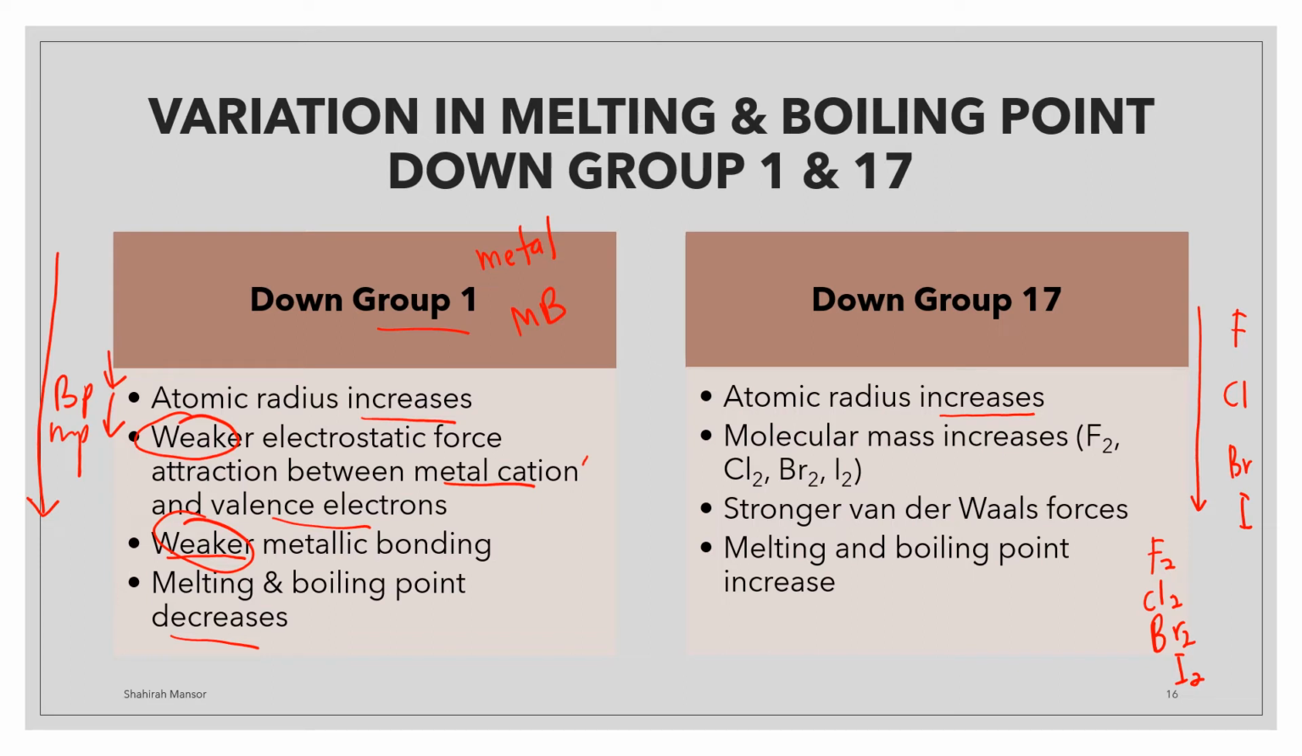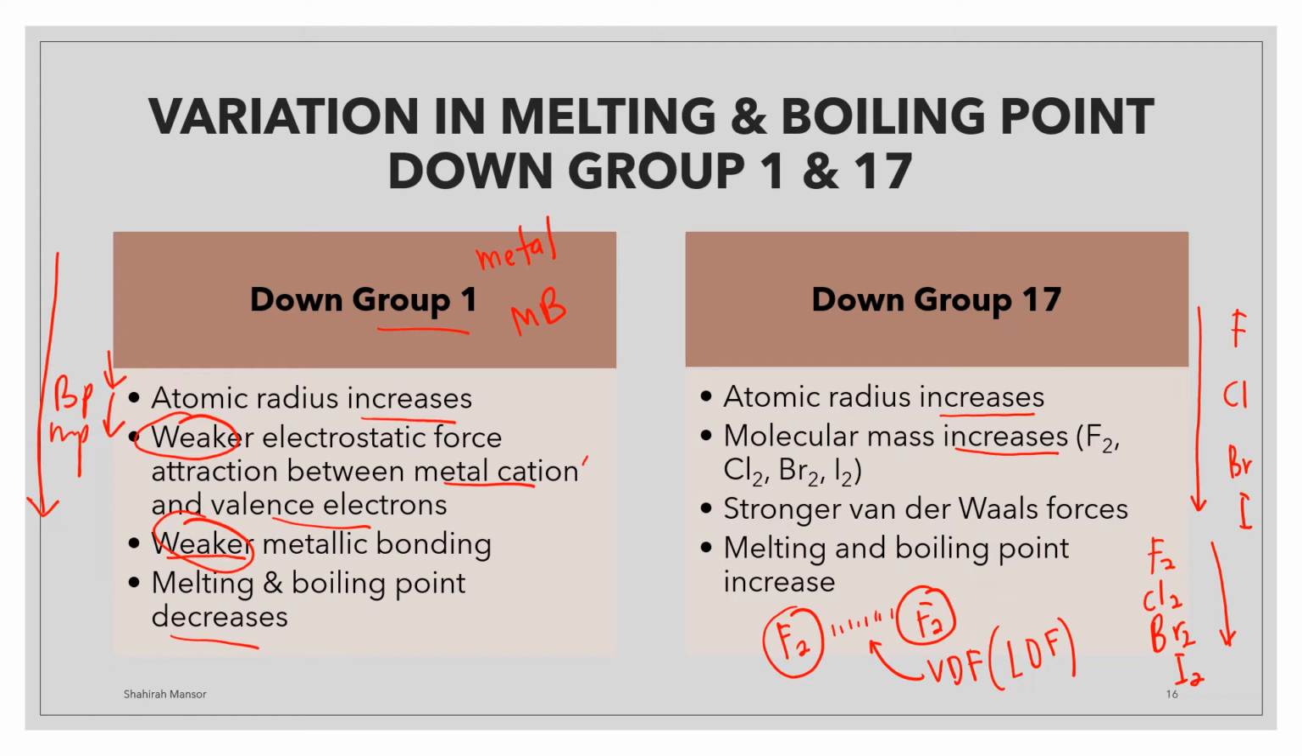So from F2 kepada I2, their molar mass will increase. Okay, so apabila molar mass increases daripada F2 kepada I2, kita tengok semula di antara F2 dan juga F2 molekul. Apa yang kita ada di antara mereka? Kita ada van der Waals forces. Okay, jenis apa? Jenis London dispersion forces lah, kerana F2 adalah non-polar molecule.